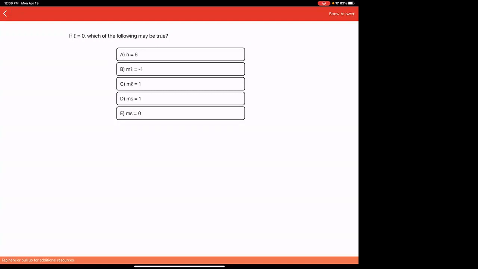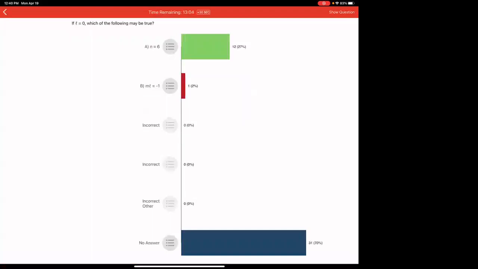So it looks like the only real option I've got is that n can equal 6, because I'm in a 6 principal energy level. I can have an L equals 0 s orbital there. But none of those other quantum numbers, B, C, D, or E, work for an s-type orbital. So you can kind of see that the answer there is going to be A. A lot of these problems just deal with a process of elimination like this.